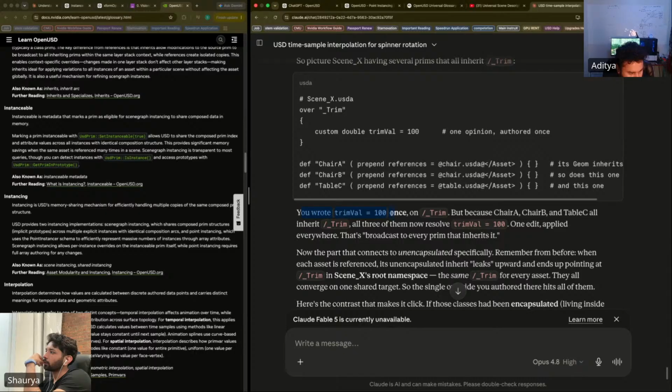You wrote Trimble 100 once on trim. And because Cherry, Cherwin, and Table C all inherit trim, all three of them are Trimble 100.